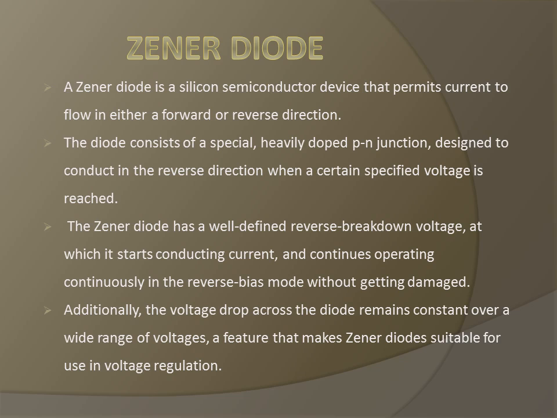Additionally, there is another quality. The voltage drop across the diode always remains constant, and this is a very important feature of the Zener diode, which makes it suitable for voltage regulation. It is highly used in voltage regulation circuits, and this feature is suitable to fabricate a voltage regulation device.